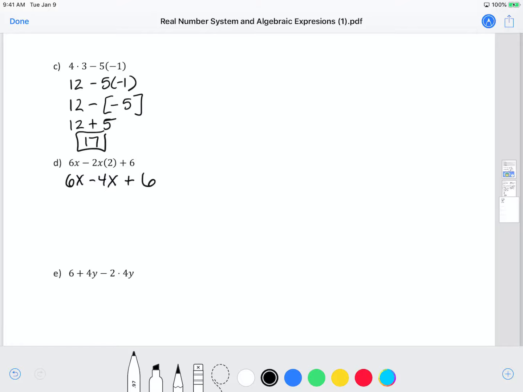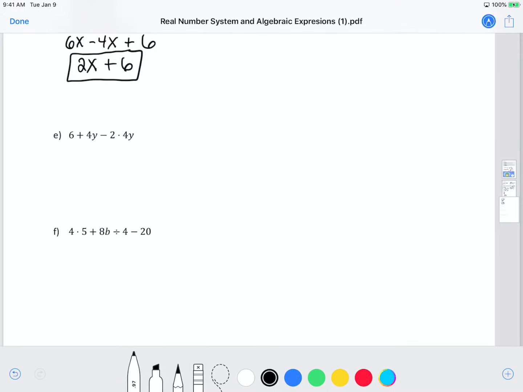I have 6x and a -4x. I can combine those because they're like terms. So that gives me a 2x, and then I can bring down the 6. Now we have addition. I have a 2x plus a 6. However, in this case, I can't actually combine those because they're not like terms. So this is as far as I can go, and my answer would be 2x plus 6.